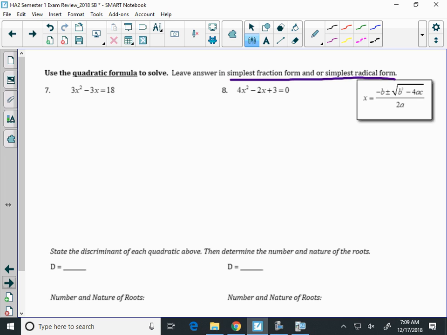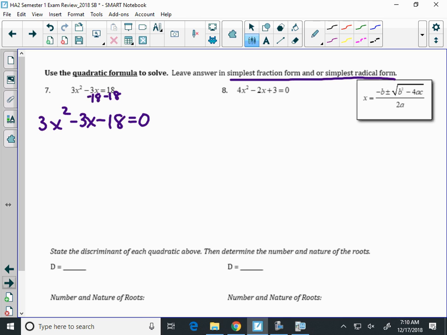Number 7 is not set equal to 0. So in order to use the quadratic formula, you need to subtract 18 to the left-hand side. Now for the quadratic formula, you do not have to divide. I know there is a GCF of 3 here, and you could divide every term by 3. You do not have to do that for the quadratic formula. That would only be complete the square, which we'll get to in a couple of minutes.